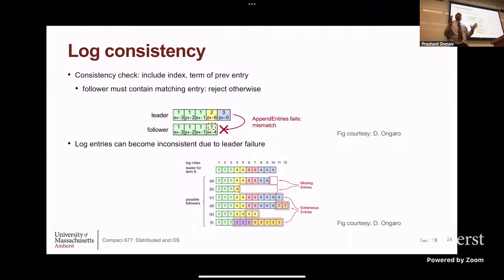So essentially, you want to find an efficient way to go backwards until you find a match, and then make sure all the entries that are missing are either sent or the extraneous entries are deleted, or both, because you might have some missing entries, some extraneous entries. Okay? Once you do this, then these logs of the followers are repaired, and then they can rejoin the RAFT protocol where they can start adding entries to the log.